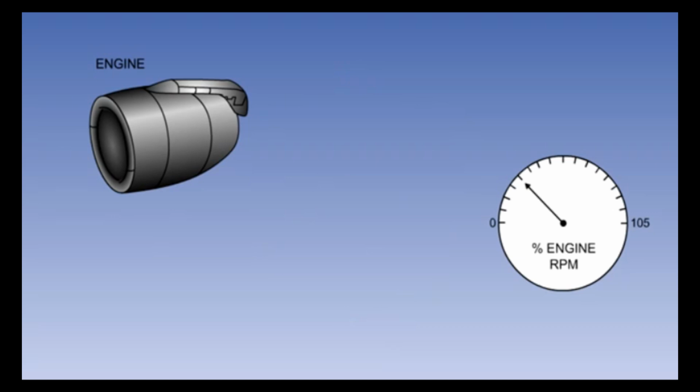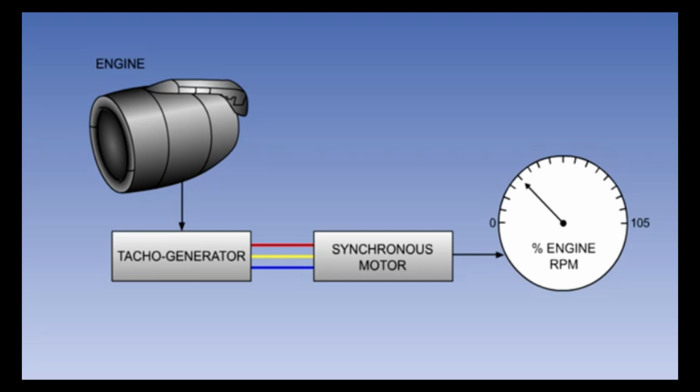Synchronous motors are often used on aircraft to indicate engine RPM. A small 3-phase AC generator, known as a tacho generator, is driven by the engine, so that the frequency of its output will be directly proportional to engine speed. The electrical output is used to drive a synchronous motor in the RPM indicator. The operation of this instrument is fully explained in the instruments lessons.